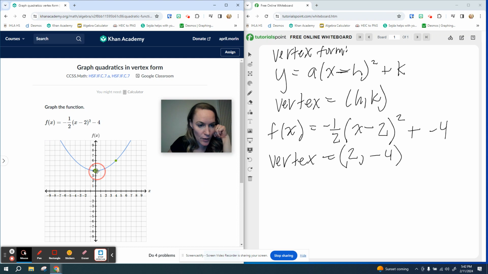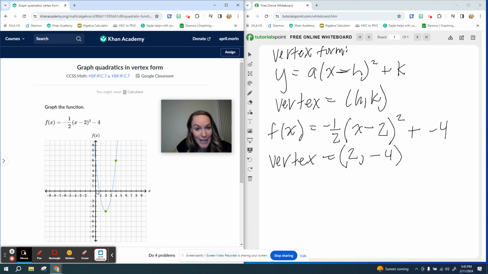So I'm going to grab my vertex and graph that really quick. So I have 2 in the x direction, positive direction, but I have 4 in the negative direction. So there's my vertex. So now I'm going to pick a number close to my vertex to graph. So I'm deciding that I'm going to pick 1. 1's a great number to pick. 0's a great number to pick.